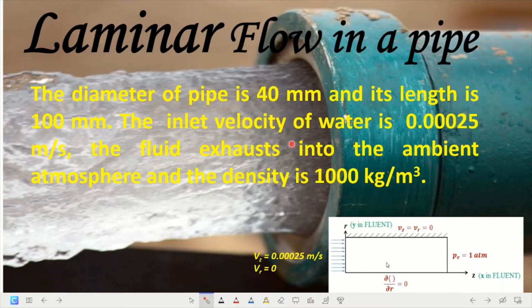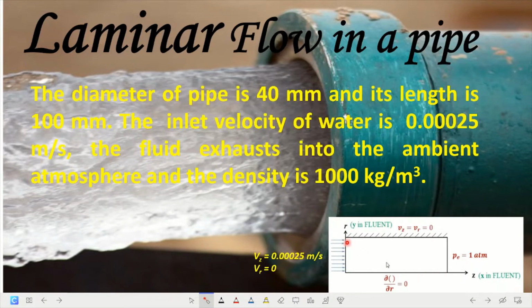The inlet velocity of water we will be selecting as 0.00025 meter per second, and the fluid exhausts into the ambient atmosphere, as you can see in this image, and the density of water is 1000 kilogram per meter cube. So this should be the computational drawing in Fluent.